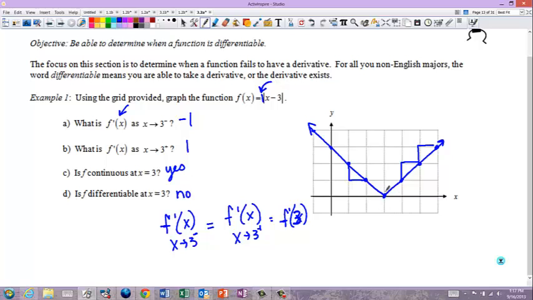Well, what is the derivative at 3? You could not draw a tangent line there. It's a cusp. It's a pointy place. You cannot have a derivative at a pointy place. The derivative from the left is negative 1. The derivative from the right is 1, so they do not equal each other. They're not approaching the same thing, so it is not differentiable.